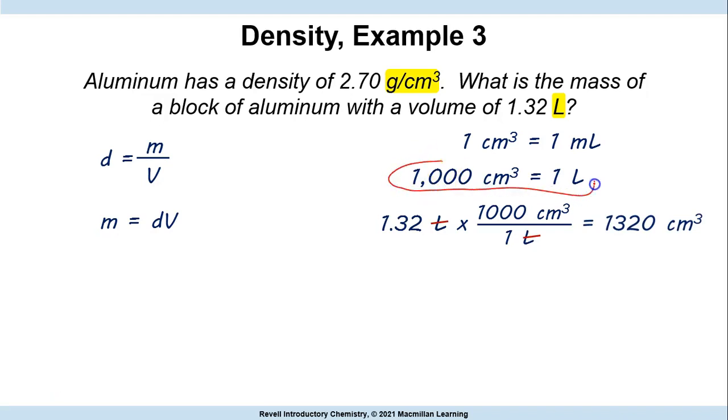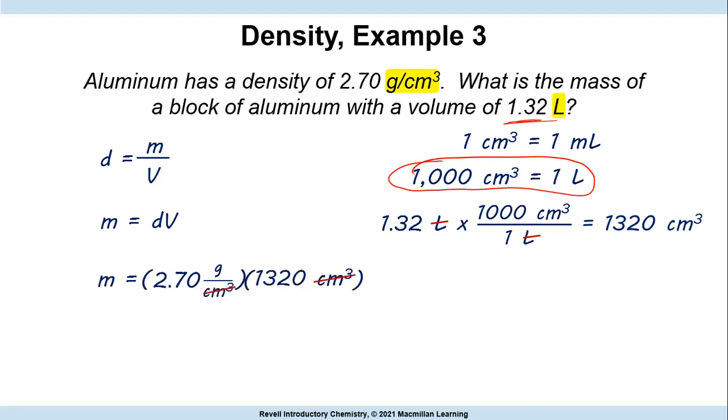So our conversion factor here is 1000 centimeters cube is equal to 1 liter. And our value is 1.32 liters. So liters in the conversion factor is going to be at the bottom so that it cancels out with the liters at the top. So we have 1320 cm cube. We are just going to multiply that by 2.70. So the centimeters cancel out with the centimeters, and we have our mass in grams, which gives us 3,560 grams.